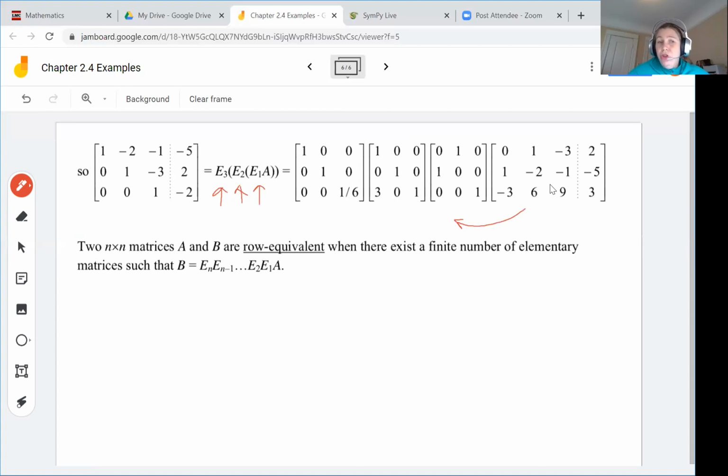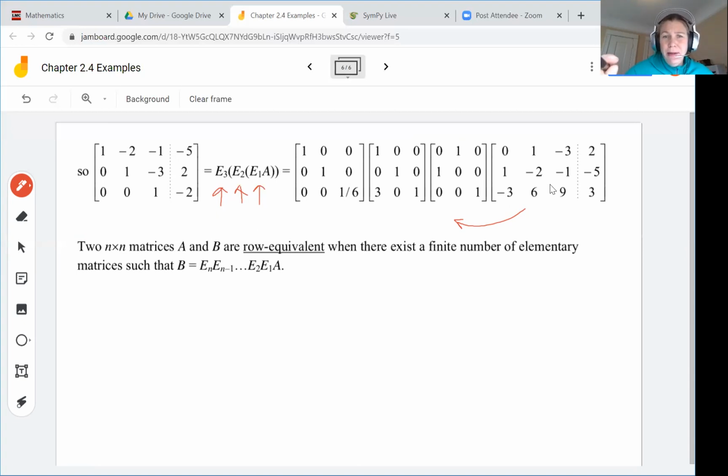We can say that two n by n matrices, A and B, are row equivalent when there exists a finite number of elementary matrices such that we represent B as the product of elementary matrices multiplied by A.